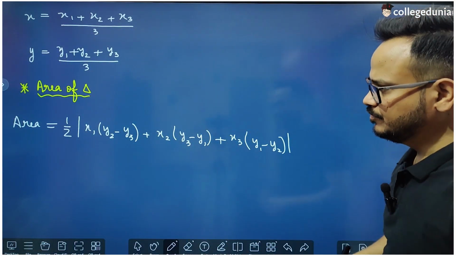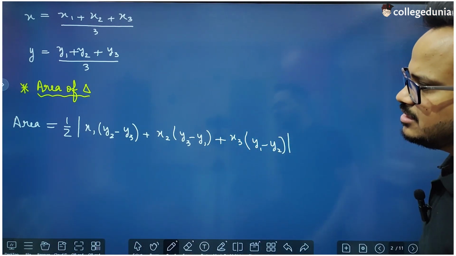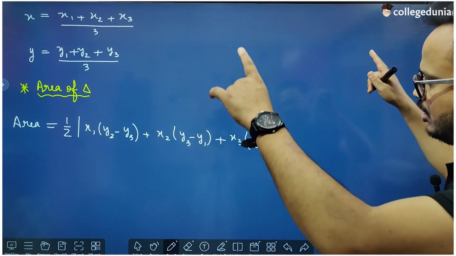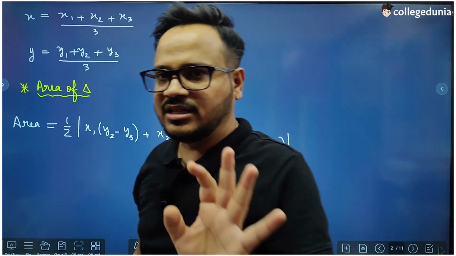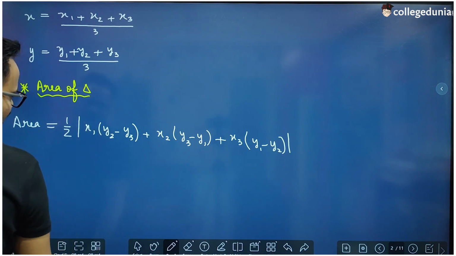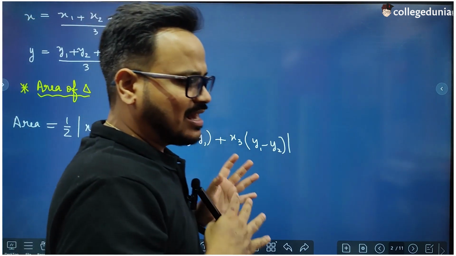That's why these are the coordinates. This value obviously can come as a negative value, but since area cannot be negative, we have a mod in this formula which says that always take the value as positive, right? So these were the three formulae that we have studied in class 10th.